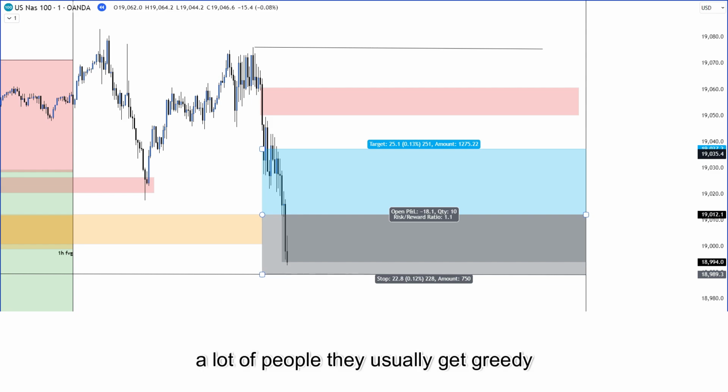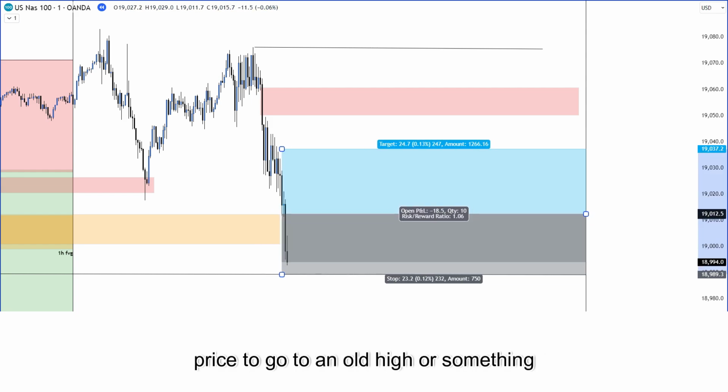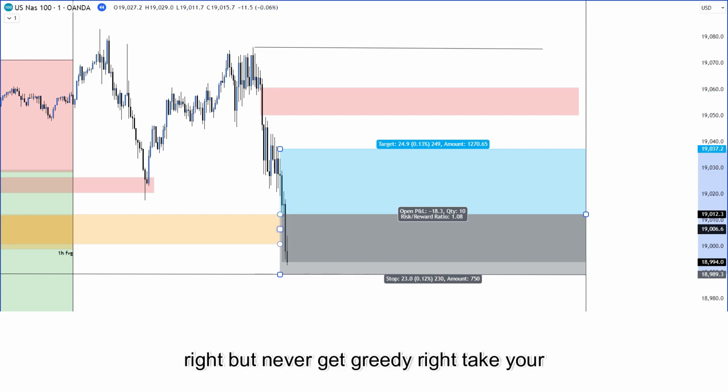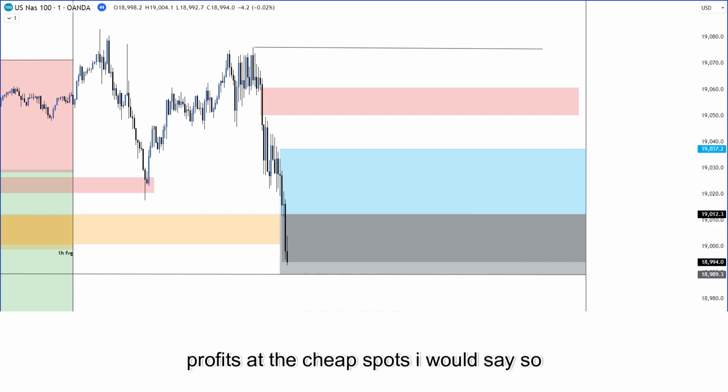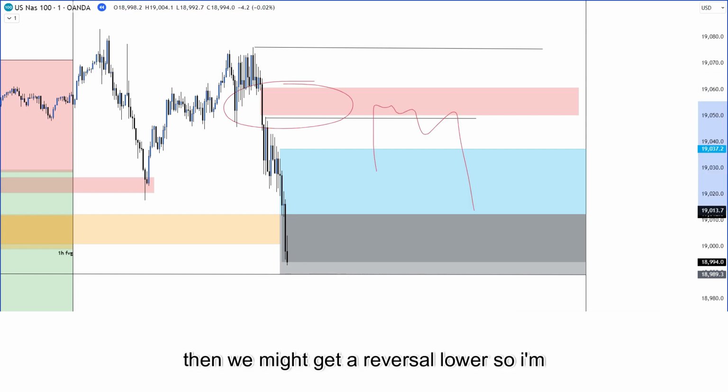A lot of people usually get greedy, right? They usually get greedy and they want price to go to an old high or something, right? But never get greedy, right? Take your profits at cheap spots, I would say. So this old high right here was like my main take profit zone, but because we had this fair value gap right here, price is going to attract to it, right? And then we might get a reversal lower.